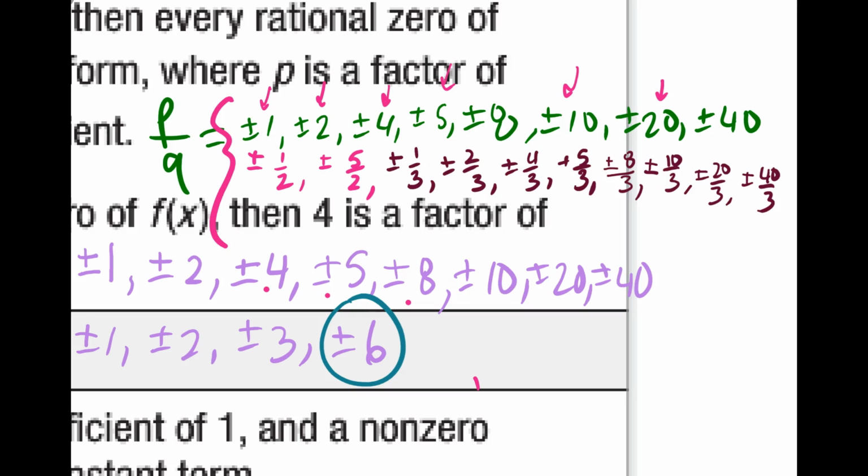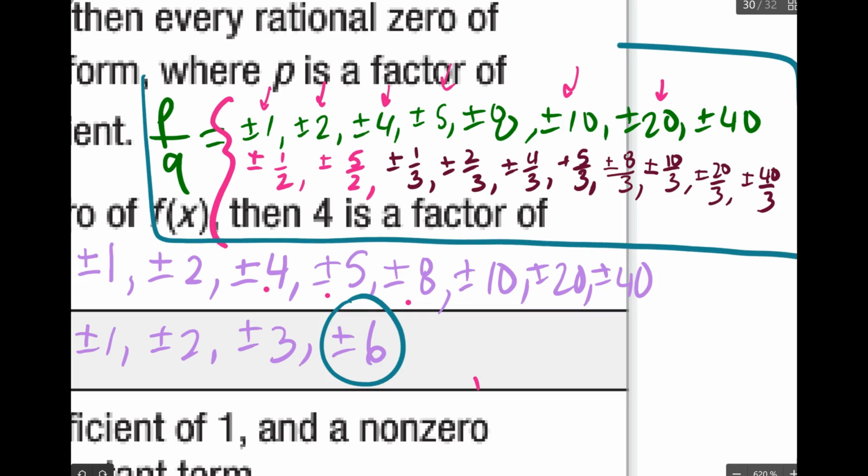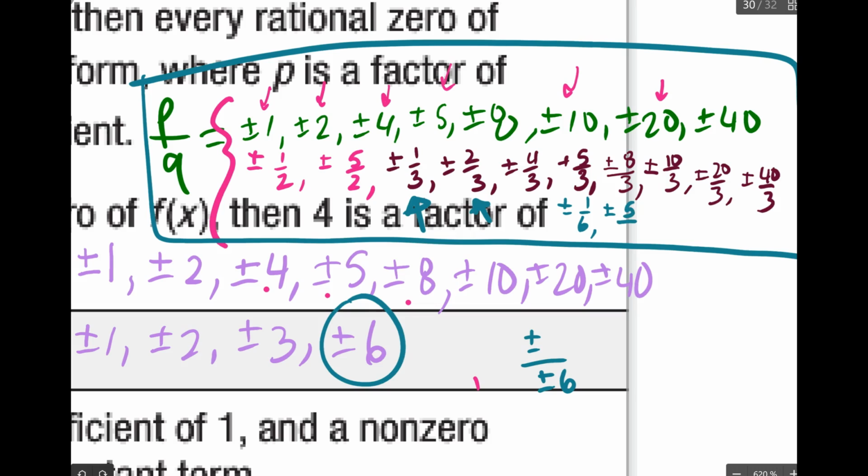Lastly, I'm going to divide them all by 6. So plus or minus 1 over 6. If I do plus or minus 2 over plus or minus 6, I have plus or minus a third. I already have that right here. Plus or minus 4 over 6 is the same thing as 2/3. I already have that. Plus or minus 5/6, I didn't have that yet.